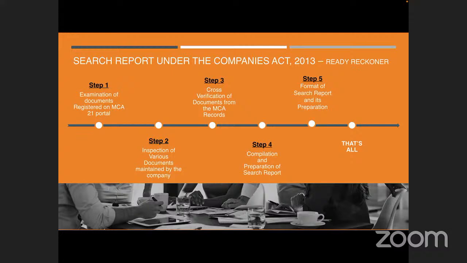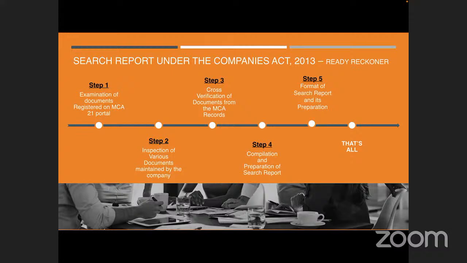Go to the MCA website and download all those publicly available documents. At times you have to pay a fee of maybe 100 or 200. So get all the documents downloaded about the company that you're planning to do. That's the first initial step. Then the next step is inspection of all these documents.